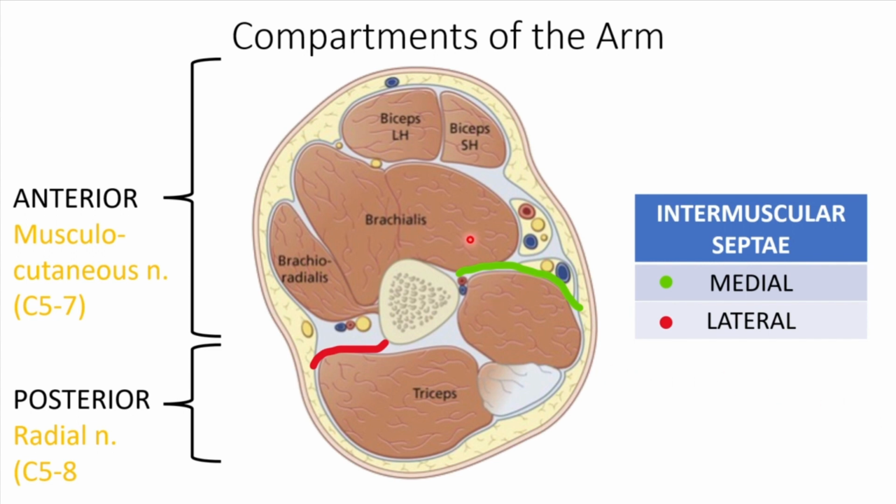The three muscles of the anterior compartment are innervated by the musculocutaneous nerve, formed by ventral primary rami C5, C6, and C7. The one muscle in the posterior compartment of the arm is innervated by the radial nerve, which is formed by ventral primary rami C5, C6, C7, and C8.